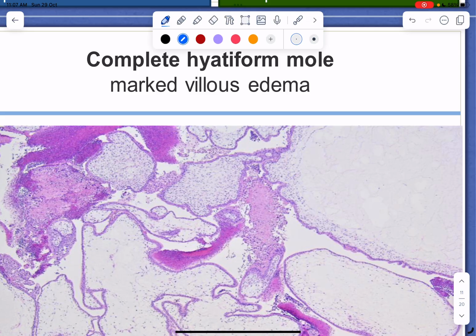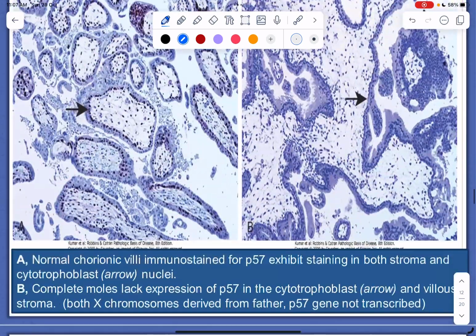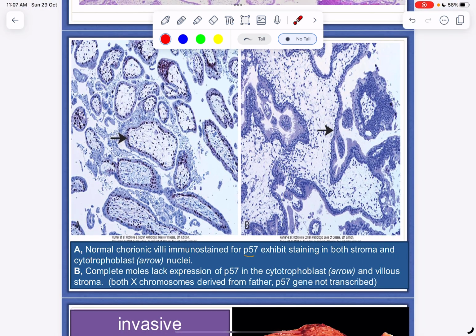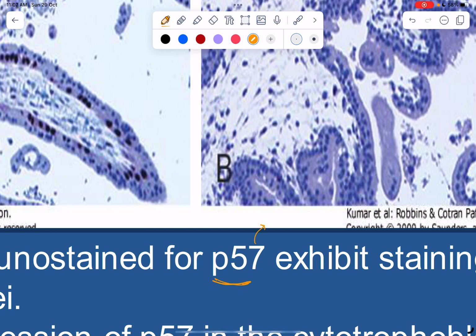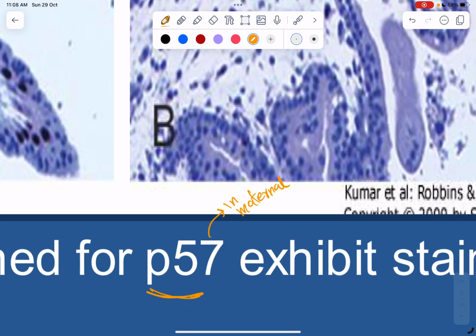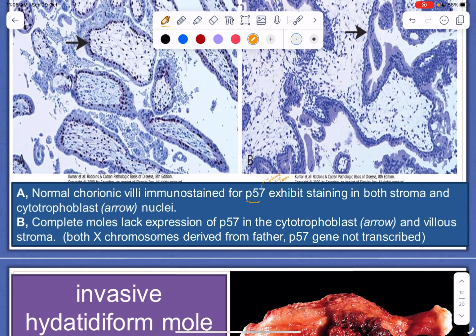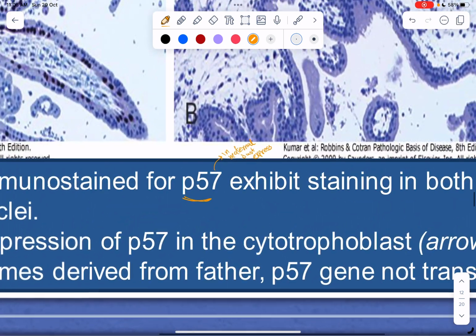Let us talk about P57. Here in normal, this is a normal chorionic villi. Normal chorionic villi share chromosomes from maternal and paternal. Okay? P57 is a substance that is expressed only from the maternal X chromosome. P57 has genes from the father and from the mother, but the gene from the father does not express, does not appear. So here, in normal chorionic villi, P57 will be positive because it will be expressed by the maternal gene.